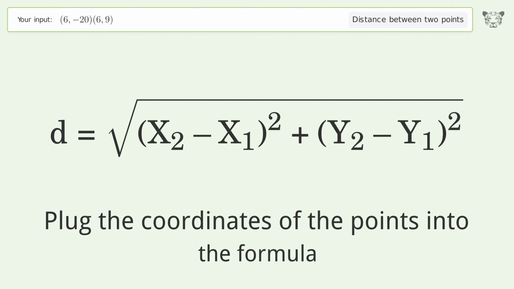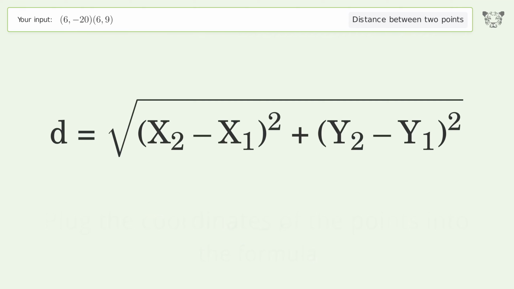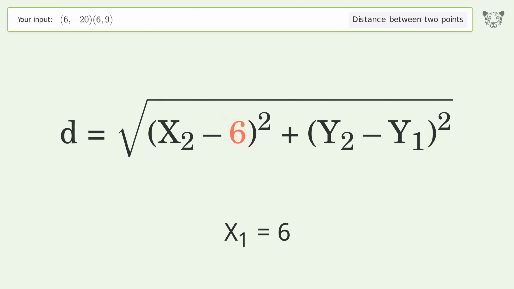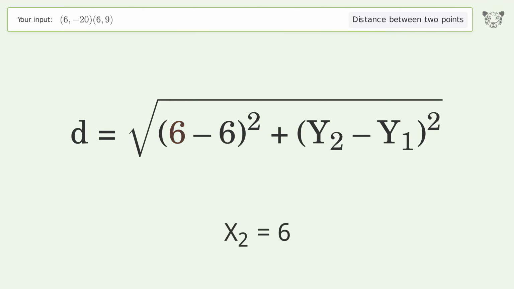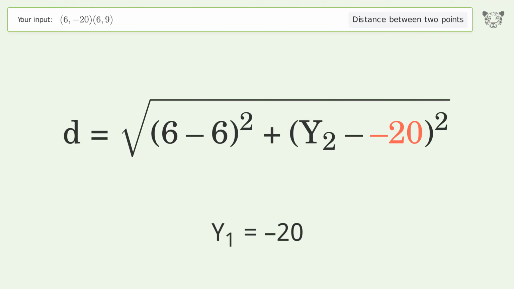Plug the coordinates of the points into the formula. x1 equals 6. x2 equals 6. y1 equals -20. y2 equals 9.